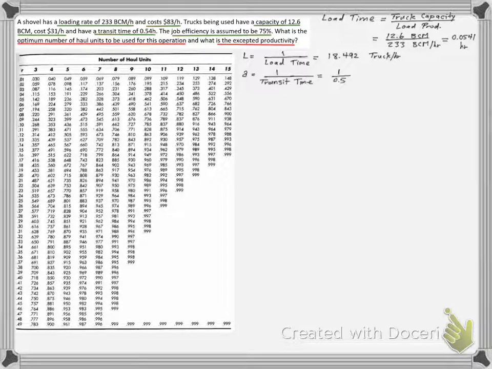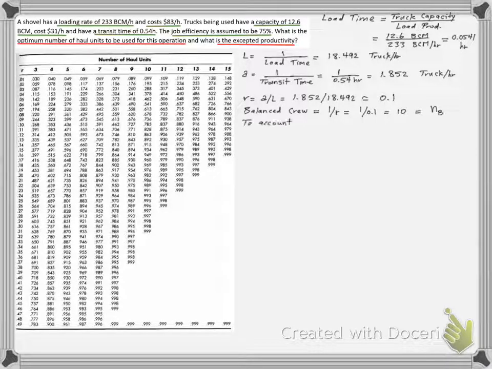The other parameter we need is arrival rate A, which is the inverse of the transit time. The queuing parameter R is calculated as A over L, and it is 0.1. As we discussed in the lesson video, the approximate balance point is the inverse of R, which is around 10. So our analysis will evaluate the production and cost performance of whole crews around the balance point to account for the operation variability.